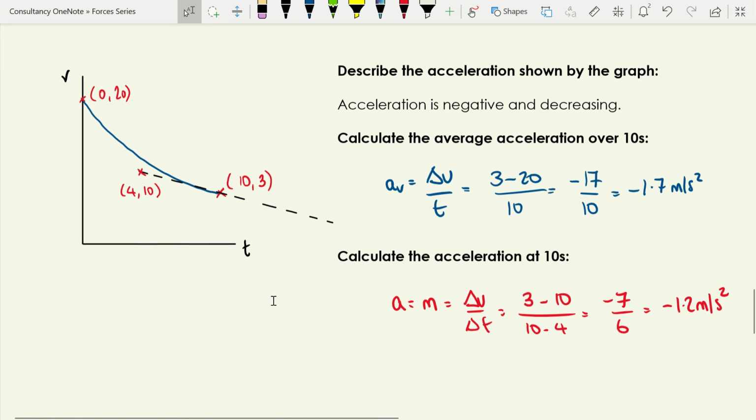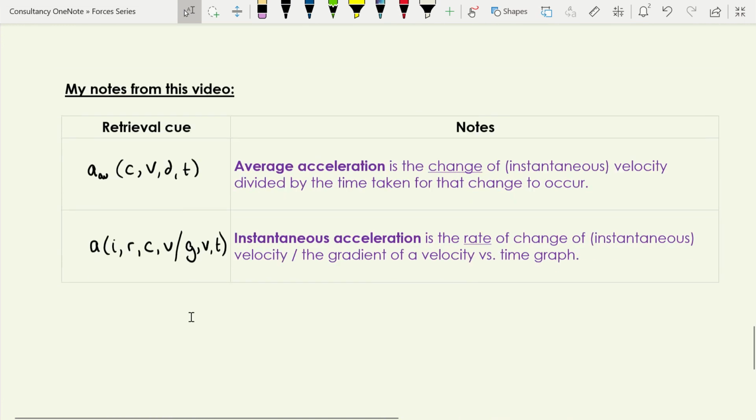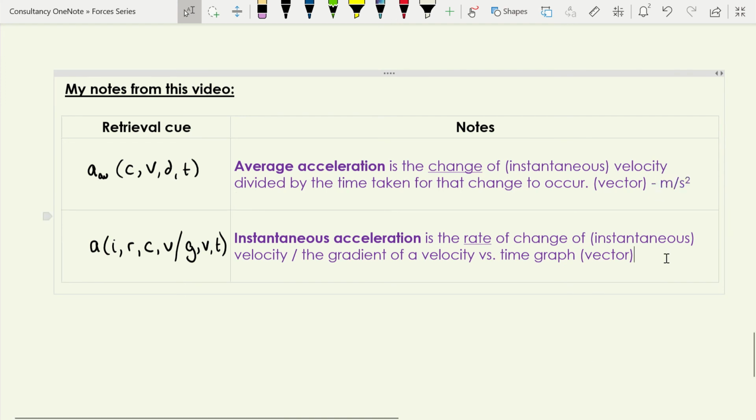That looks good. Okay, so just to finish off, I want to show you what I would have added to my notes from watching this video. I think there's just 2 things that it's important to pick up. At this stage, I would add that both of these are vector quantities. And maybe we could also add that it's measured in meters per second squared. And I'll write the 2 different ways of expressing that.